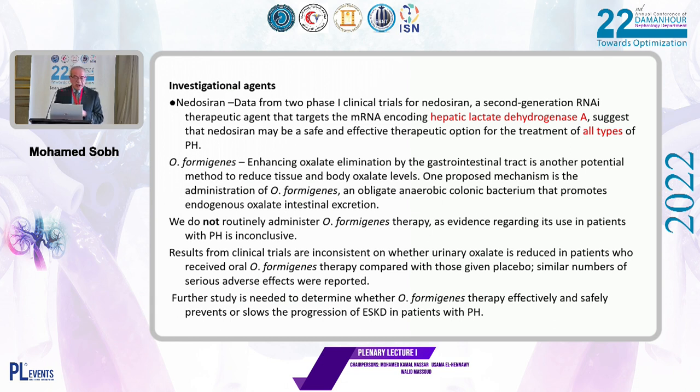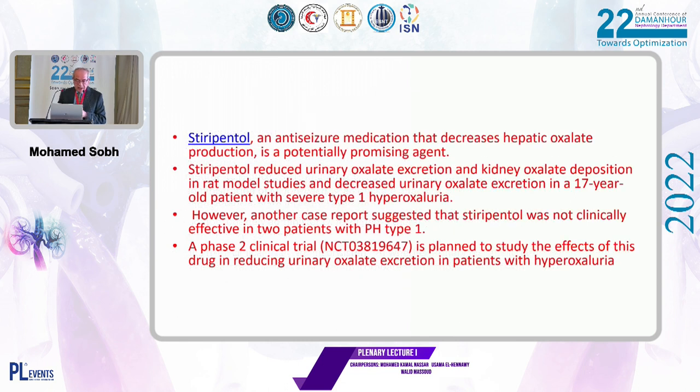There are investigational drugs such as nedosiran, similar to lumasiran. Oxalobacter formigenes, to give it as a capsule, is a big story, successful or not. This is a drug which we are trying to have. It is an experimental drug. Stiripentol is a drug used for treatment of epilepsy and has been found to decrease oxalate production from the liver. And there are some limited reports in animal and human which show it could be successful.